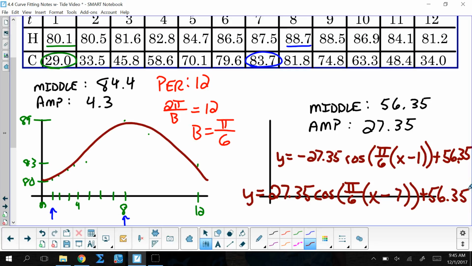Yes, ma'am? Can you explain again why you got the negative in the first one? Because we're starting at the low, so we have to flip the cosine curve. Cosine, remember, starts at the high point, but 1 is the low point. So that's why it has to be negative. And then the second one, now I'm starting at the high point. And it goes through. Okay?